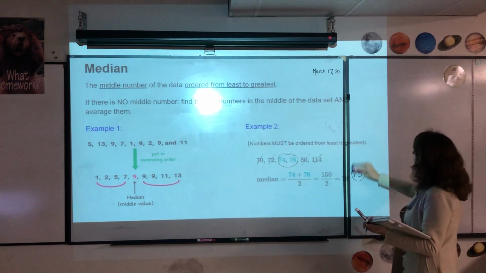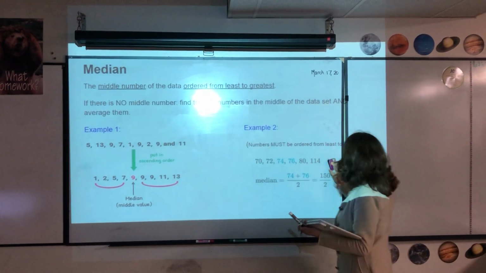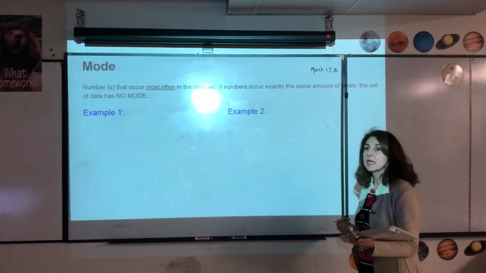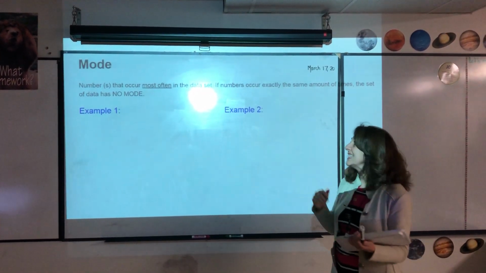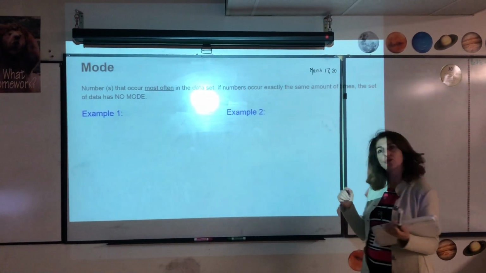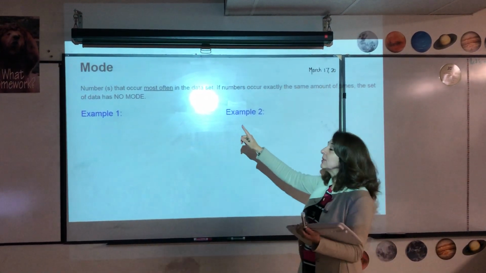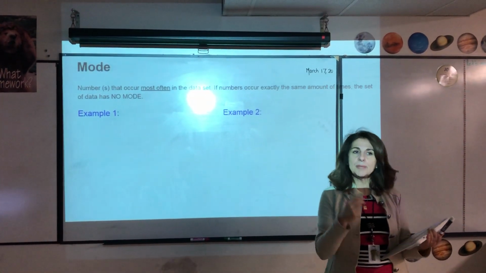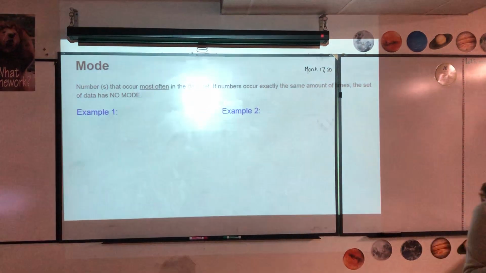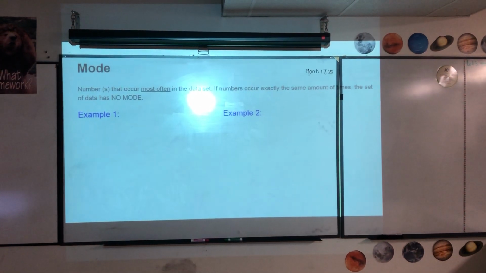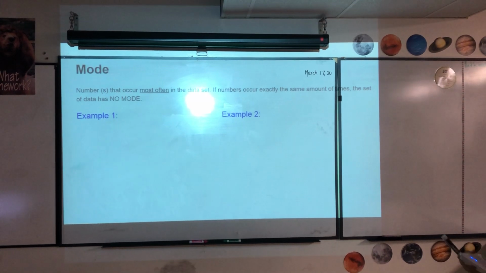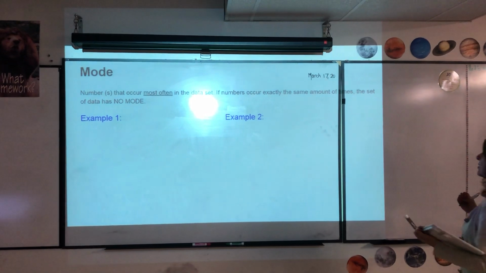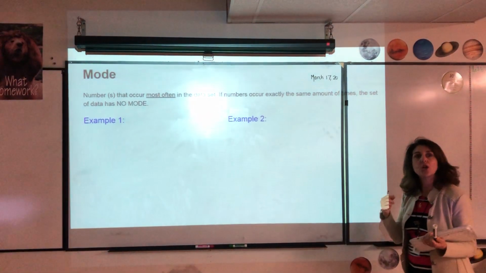Now, let me erase this. And I have what? Mode. Mode is the last one that we're going to see today. Mode is the number that occurs the most, or most often, the one that appears the most in the set that I have. So if all the numbers occur the same amount of times, the set has no mode.